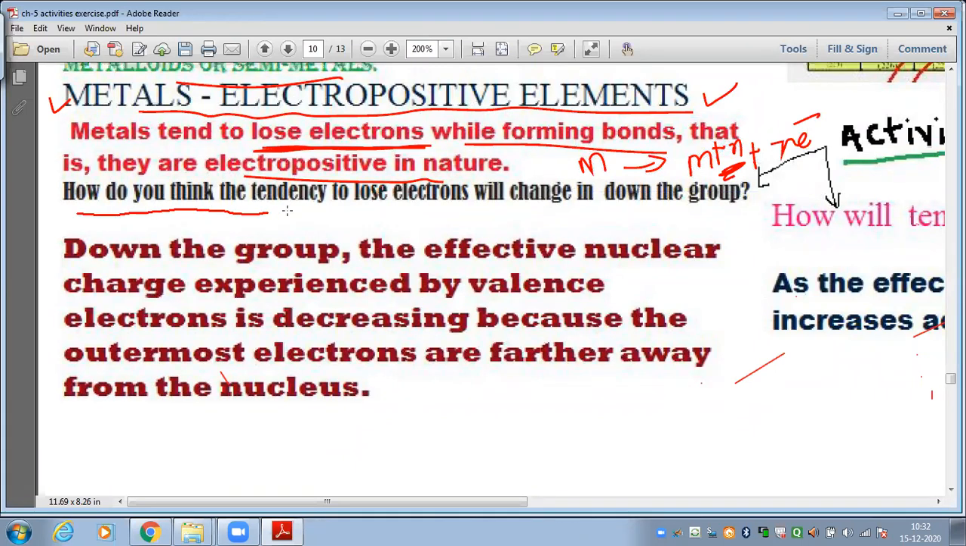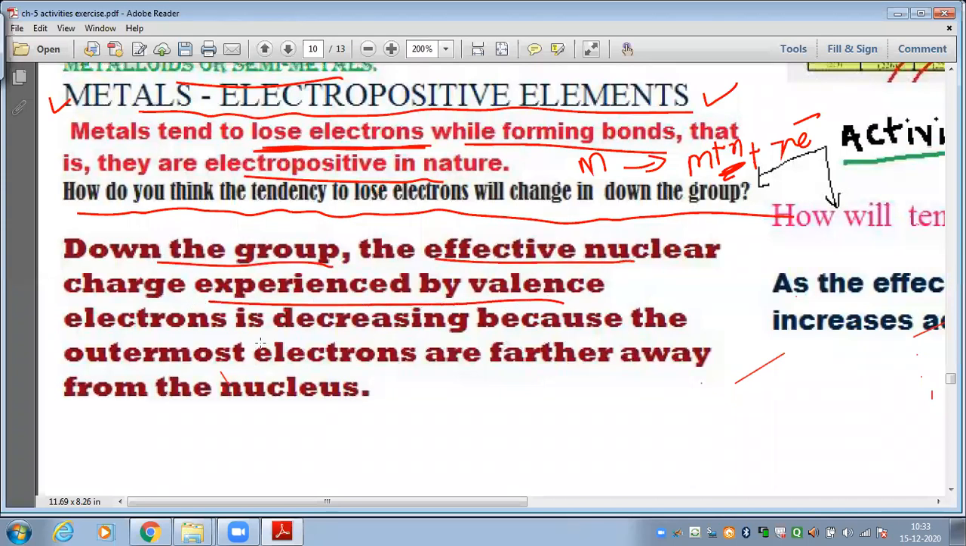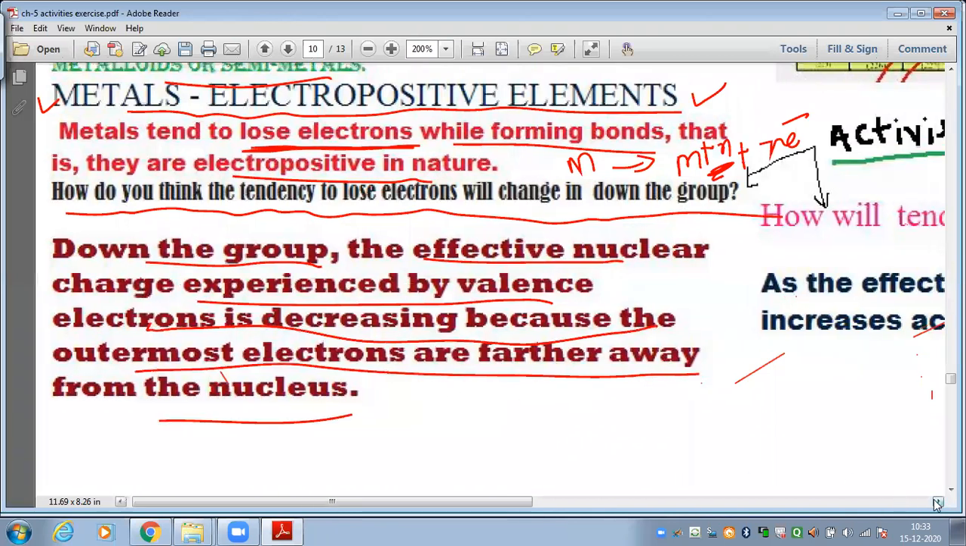Now we have a question. How do you think the tendency to lose electron will change down the group? So if you go down the group, how does this tendency to lose electron change? Down the group, the effective nuclear charge experienced by the valence electron is decreasing because the outermost electrons are farther away from the nucleus.